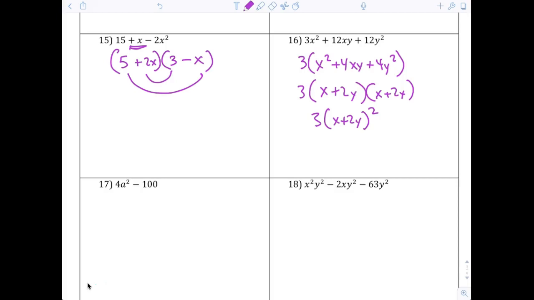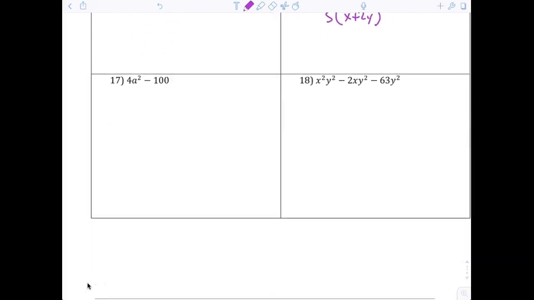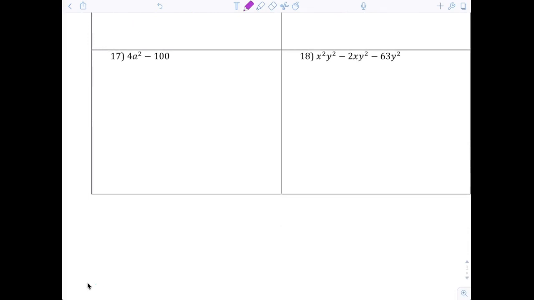All right, now for 17, a lot of people forgot 17. There's a GCF first. What's the GCF? 4. All right, pull out the 4. That gives me a squared minus 25. And now that just becomes a plus 5 and a minus 5. I didn't want 2a plus 10 and 2a minus 10. First GCF, pull out the 4.